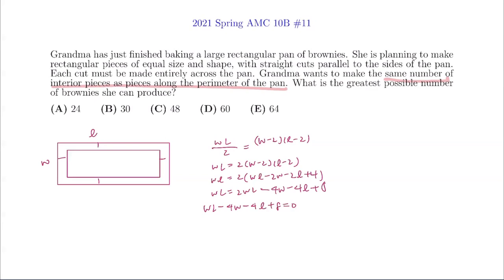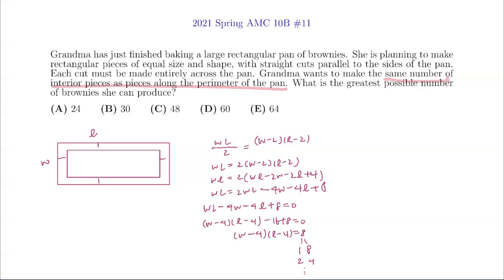So let's try to apply Simon's Favorite Factoring Trick here to do some factoring. We have that (W minus 4) times (L minus 4) minus 16 plus 8 equals 0. Therefore, (W minus 4) times (L minus 4) is equal to 8. And we can try factoring 8. So that can give us 1 times 8, 2 times 4, etc. We realize that the width is always going to be shorter than the length just by the conventional definitions of width and length. So we don't have to take care of the 4 and 2, 8 and 1 cases.